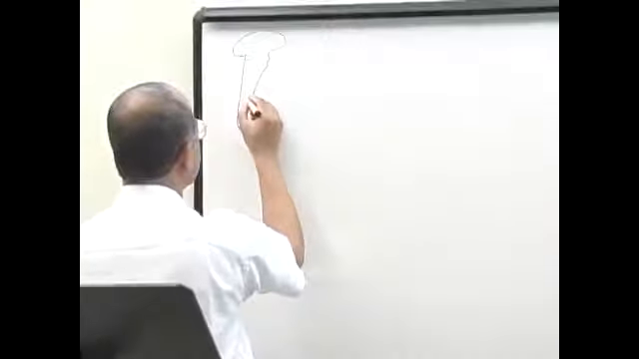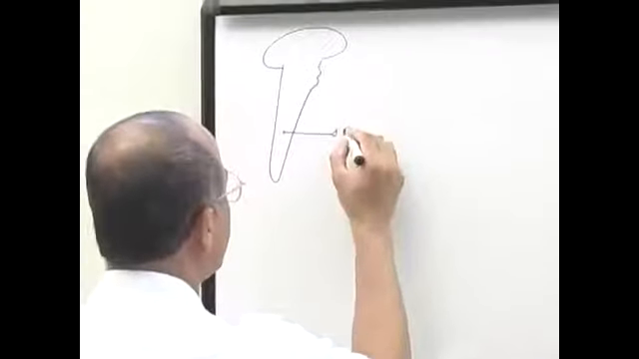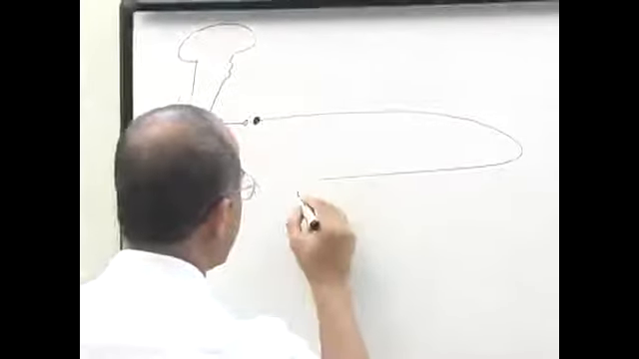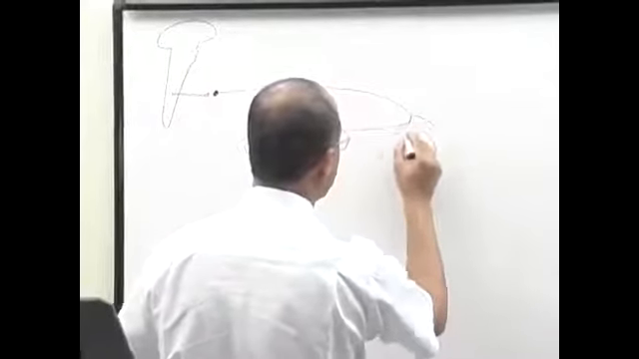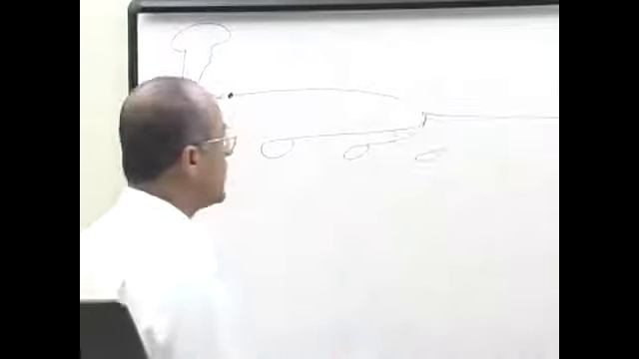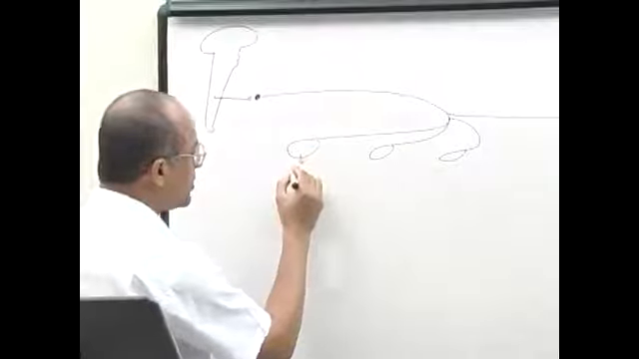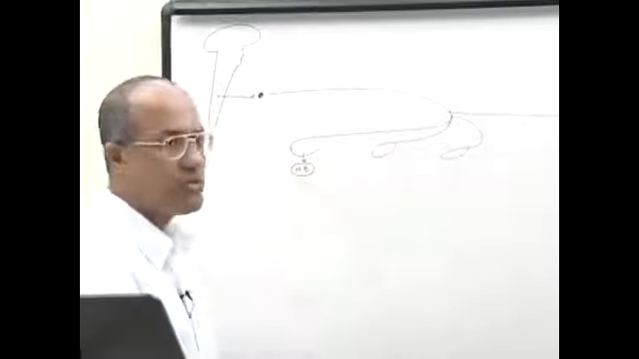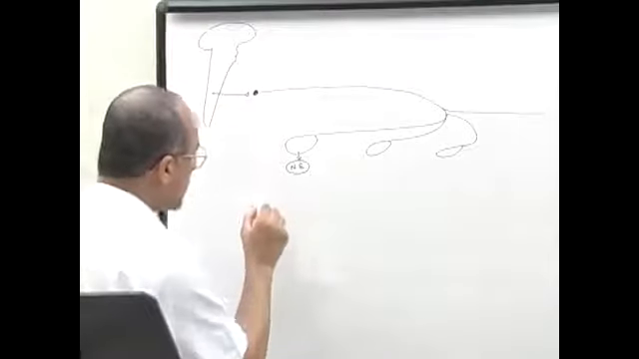Preganglionic neuron, and then postganglionic neuron releasing norepinephrine here and here, here and here. Let's suppose these are the nerve endings, and from here it is releasing norepinephrine. Now we have to see how norepinephrine works on the adrenergic receptors. I will put one model here.